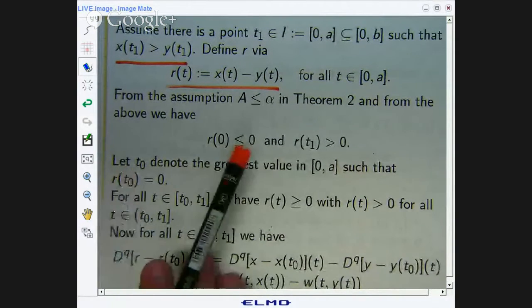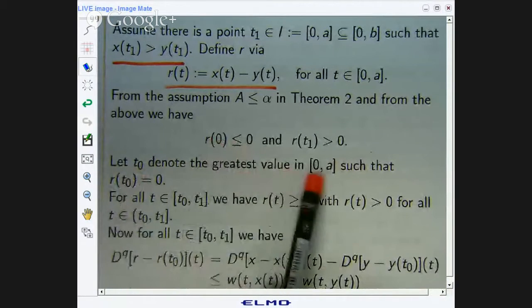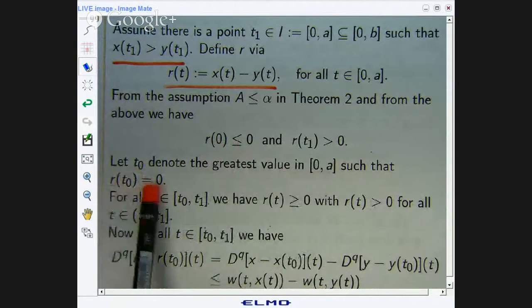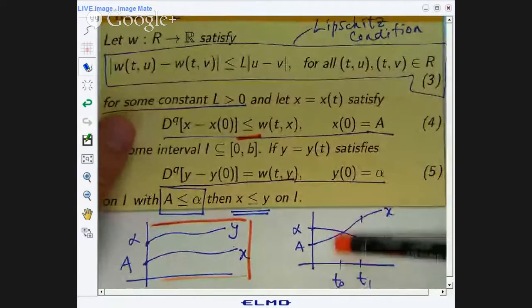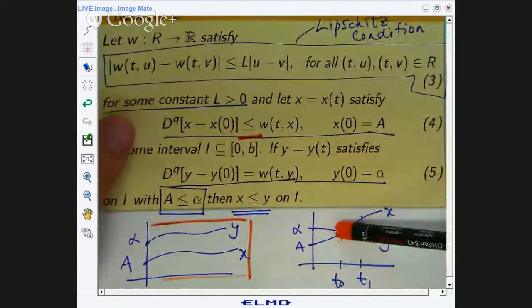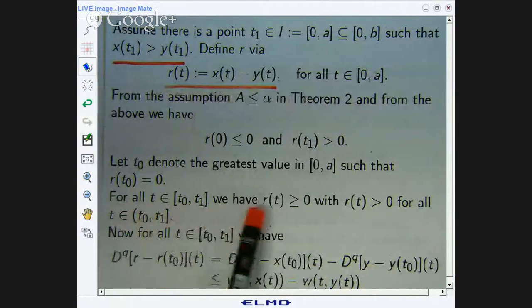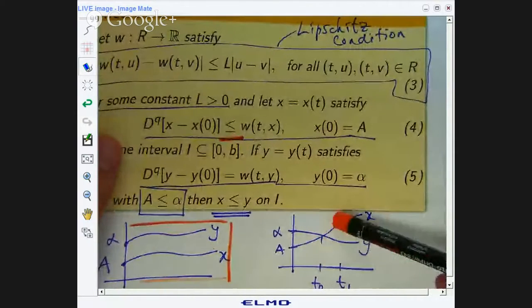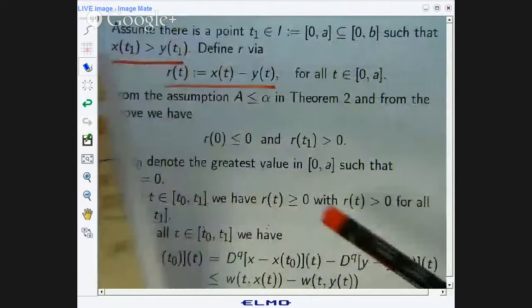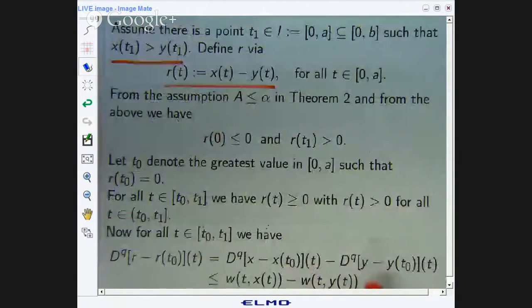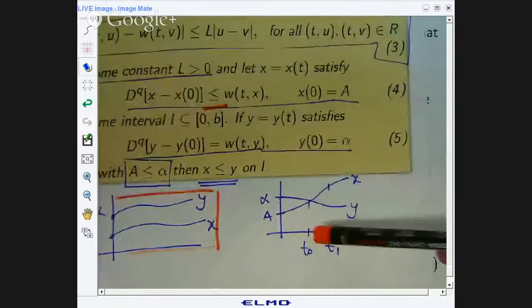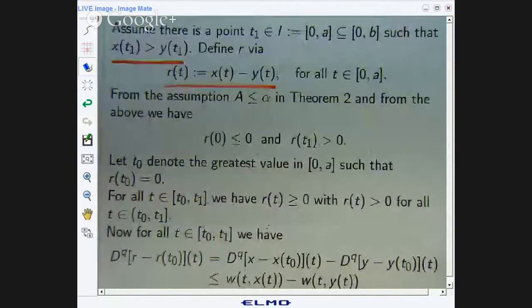Now, let T0 denote the greatest value in this interval such that R of T0 equals 0. So in this picture, that's this point here where they cross. Now, for all T in this interval, we have the X curve lying above the Y curve, with R of T strictly greater than 0 on this left open interval, okay?